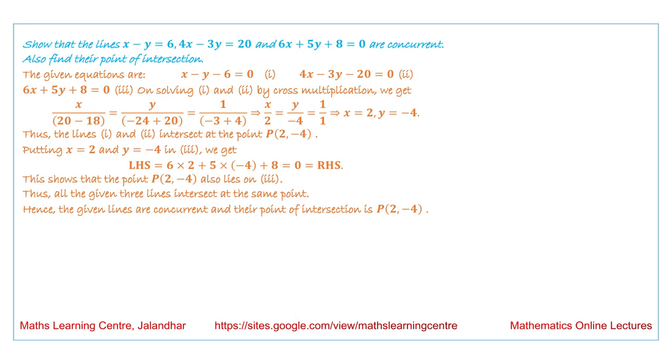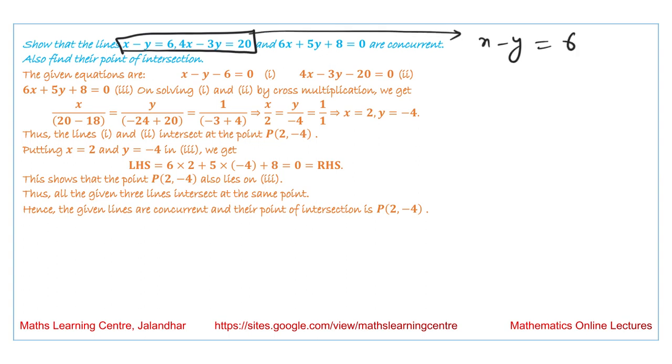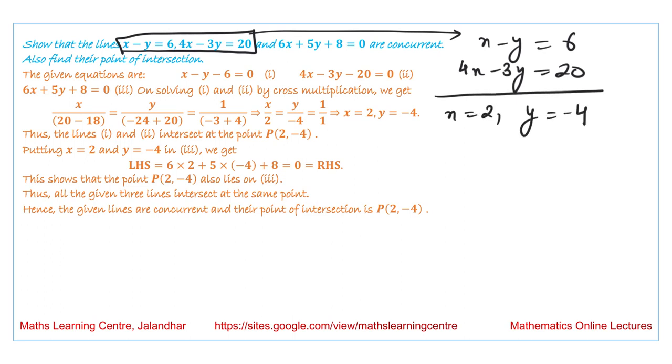Next is show that these three lines are concurrent and we have to find the point of intersection. So again, first of all, we consider these two lines and we calculate the point of intersection. It is x minus y is equal to 6, 4x minus 3y is equal to 20. If you solve these two equations, you will obtain x is equal to 2 and y is equal to minus 4. Now we check whether this point lies on this line or not.